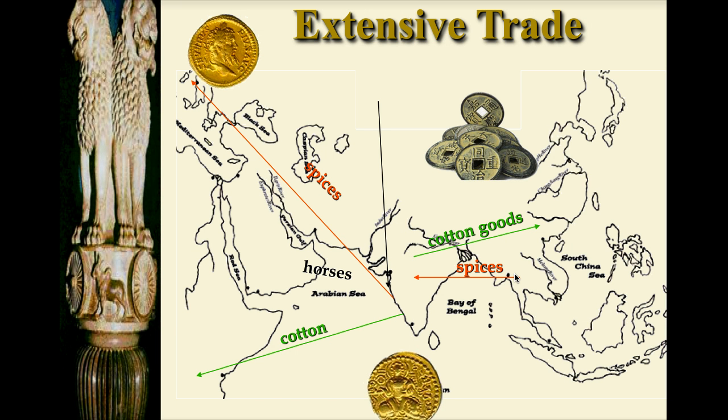Okay, you also have cotton goods going out of India. This is the only place you can get cotton at this time, and you have cotton going into China. Here it is going into Africa. And you have silk coming into India. China at the time has a monopoly on silk. They're the only ones that know how to produce it, and you can only get silk from China.